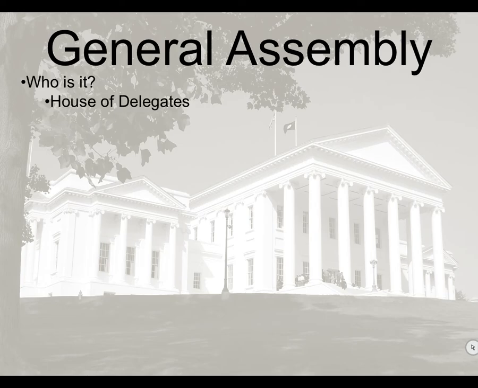So the General Assembly is made up of the House of Delegates and the Senate. It's bicameral, just like Congress is, so it does have two houses. The House of Delegates and the Senate are organized similar to the Senate and the House of Representatives at the national level, being that the House of Delegates is based on population and the Senate is equal representation.